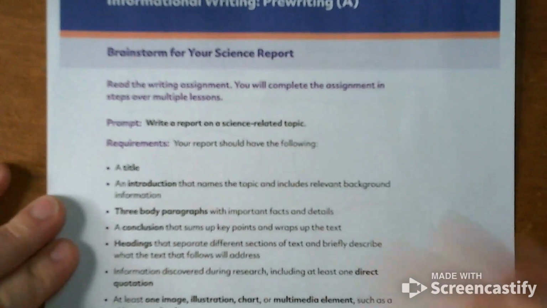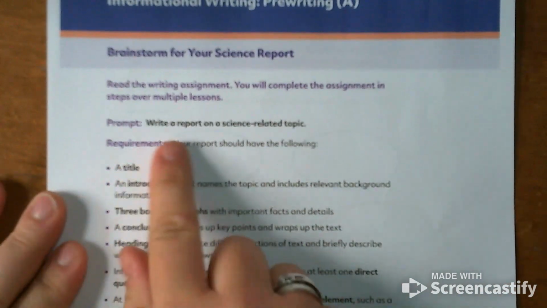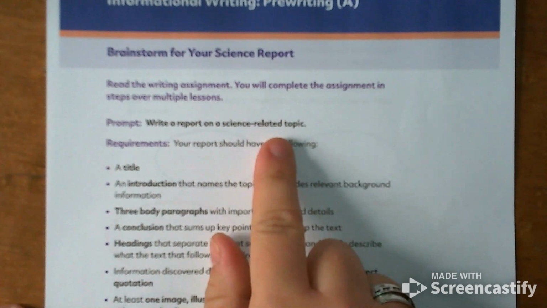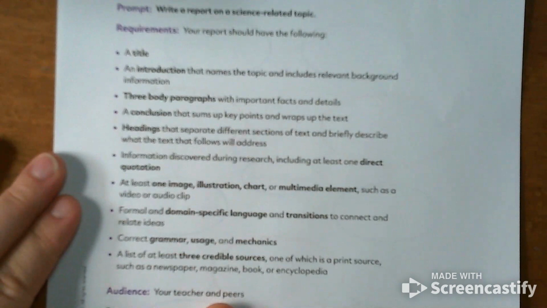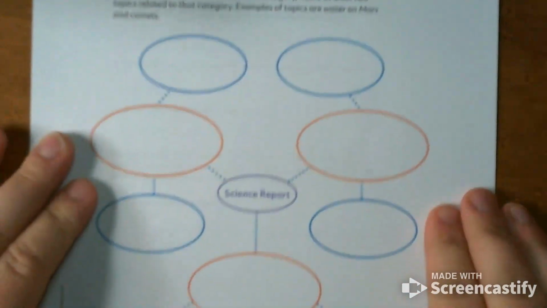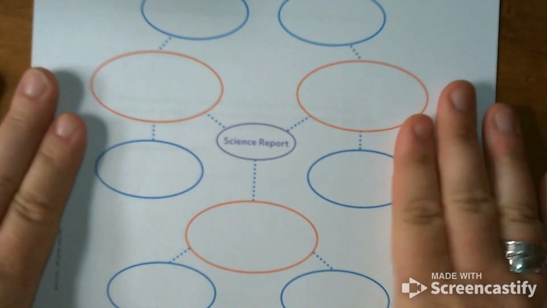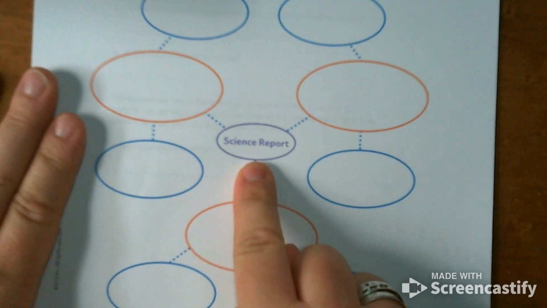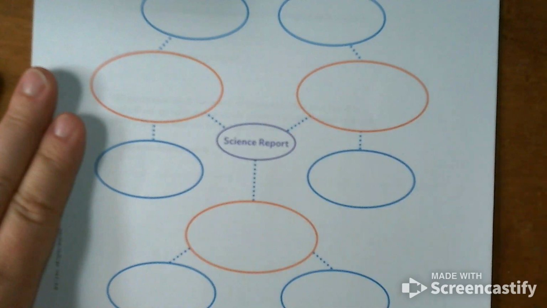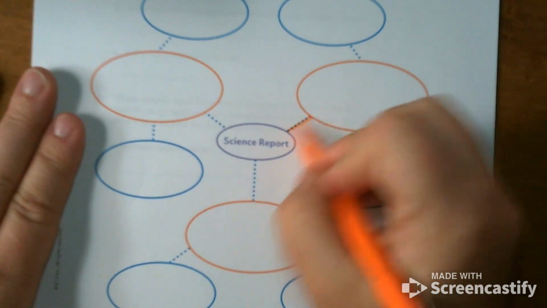So we are going to create a writing assignment about writing a report on a science-related topic. Okay, the requirements on this page, I do not want you to worry about right now. Right now, I want you to worry about the topic of your paper. I went over one of these in class. You are given in your activity book, or I have sent out the email in addition to that, this brainstorming sheet. The point of this brainstorming sheet is to brainstorm for your science report. The orange bubbles are broad science topics that interest you.